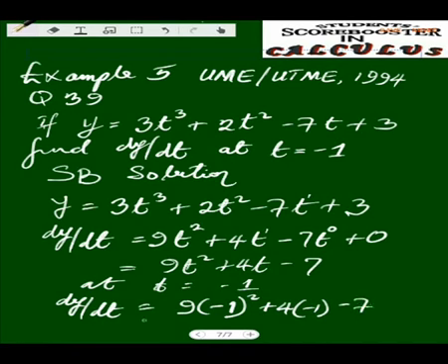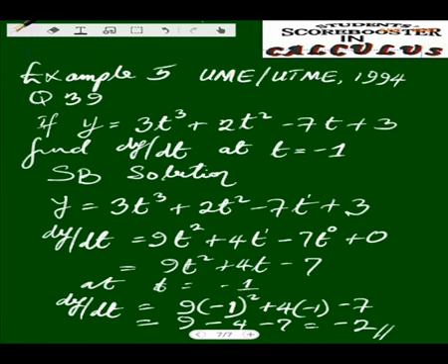Okay, so this will be equal to 9 times minus 1 raised to the power 2, that is minus 1 times minus 1, which is 1. Then 1 times 9 is 9, plus, now look at this, minus 1 times 4 is going to be minus 4. So without wasting much time, we just put minus 4 straight. So this will be minus 4, then minus 7, and this is equal to 9 minus 4, which is 5. 5 minus 7 is minus 2.